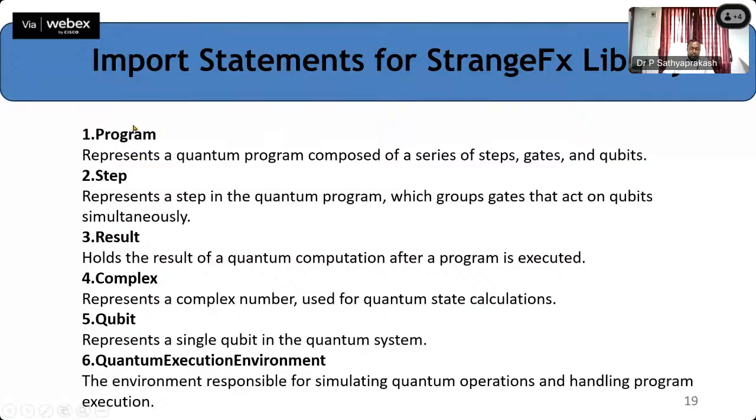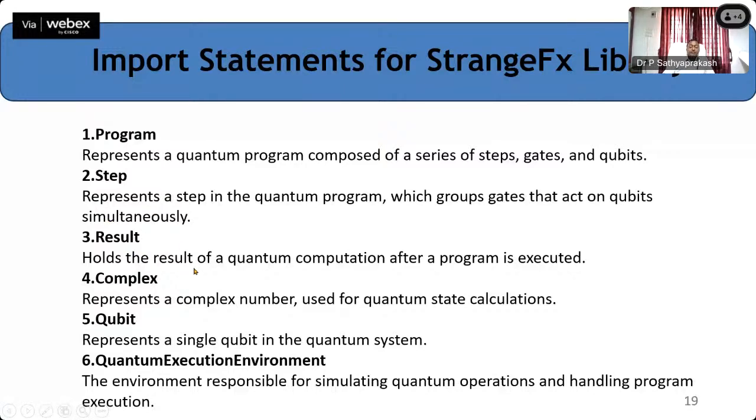Suppose we have the Program class, we instantiate that class as a Program instance. We can then have steps and gates, and we can provide qubits. So for that, the Program class is required. Next, a class called Step.